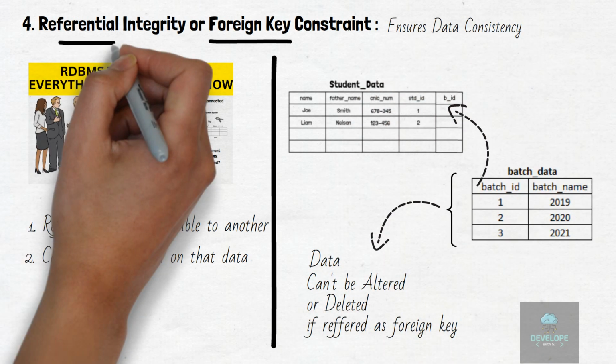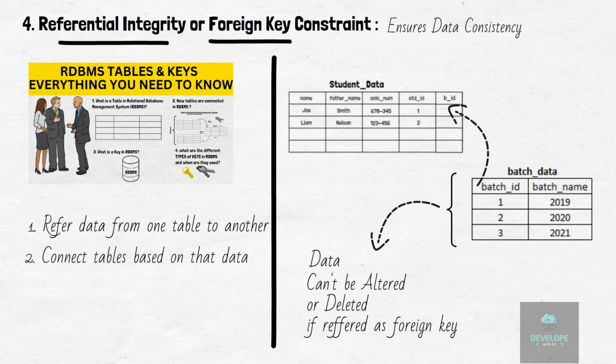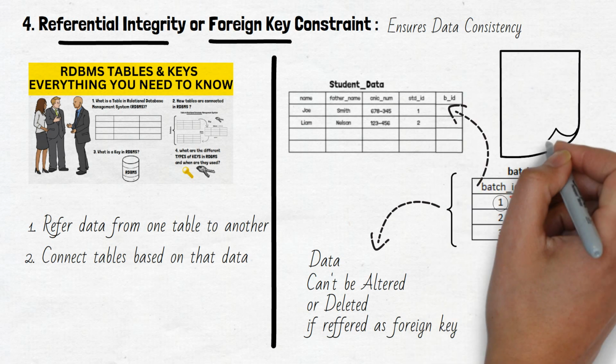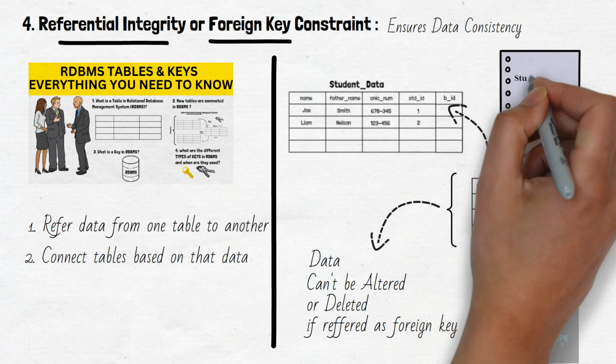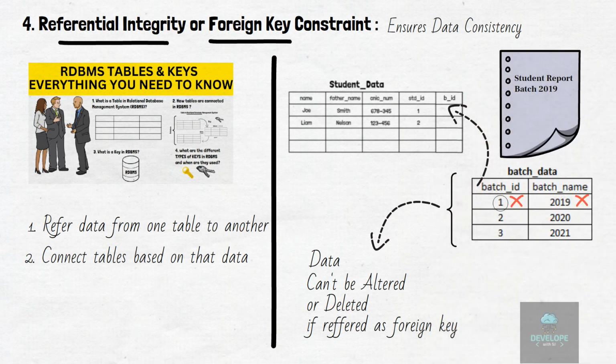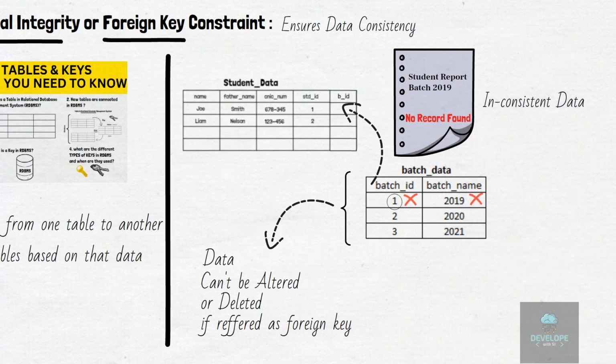For example, without this constraint, if data of batch_id equals 1 is deleted from batch_data table, then while fetching the report of students enrolled in the 2019 batch, data of students will not be available, which will cause inconsistent data.